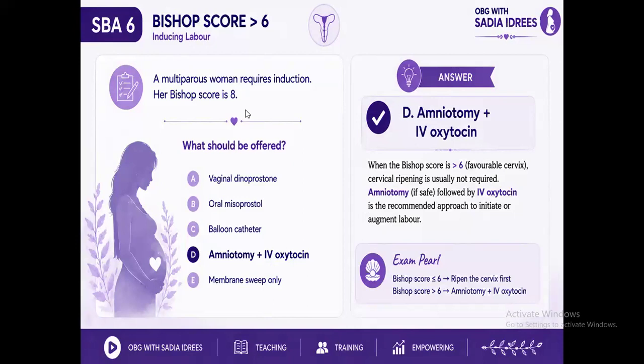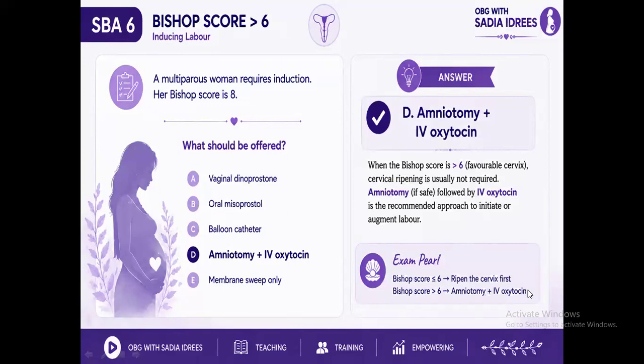This is the other half of the NICE algorithm. If the Bishop score is more than 6, NICE recommends offering amniotomy and intravenous oxytocin. Why? Because the cervix is already favorable. You do not need to spend time ripening a cervix that is ready for labor. So dinoprostone, no need. Oral misoprostol, again, cervical ripening is not required. Balloon catheter, same problem. It is a ripening method. And membrane sweep only, we have moved beyond trying to encourage spontaneous labor. This woman actually requires induction.